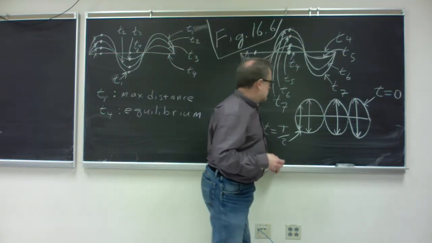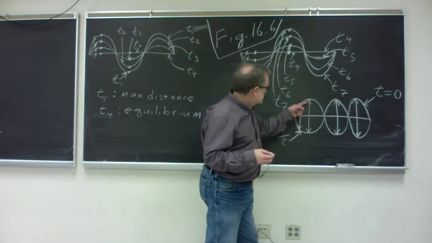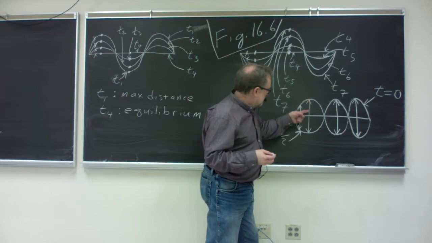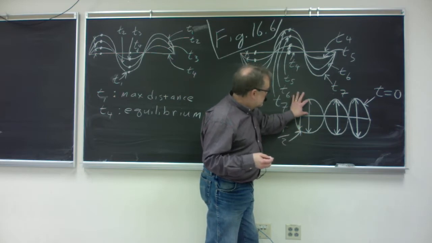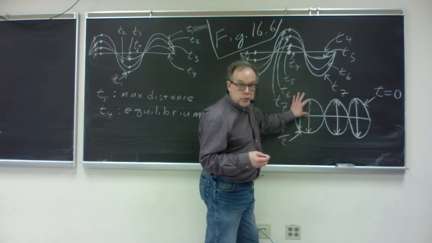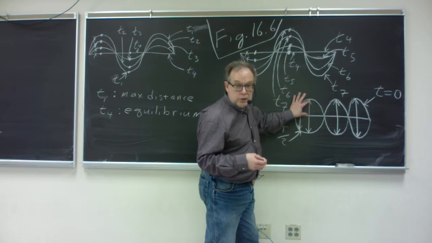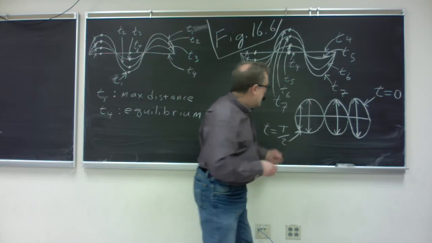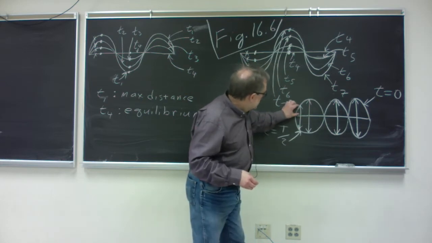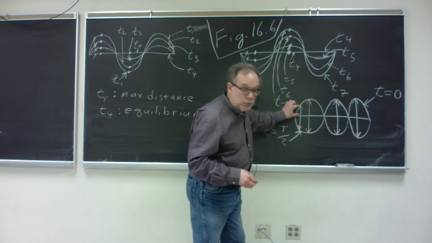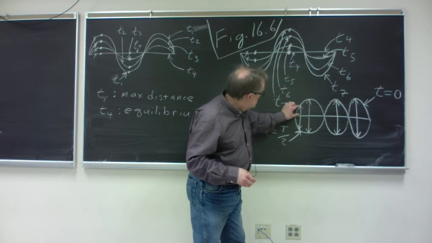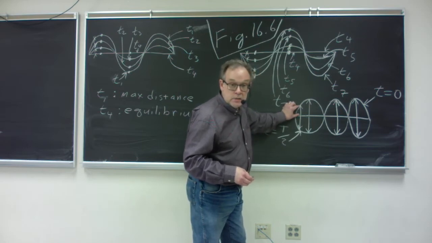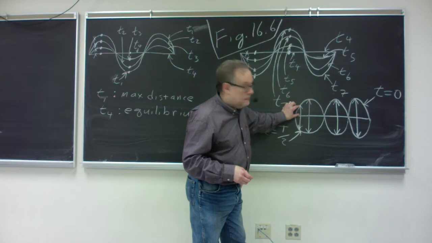Okay, so in other words, this bit of string oscillates from here to here. There's its maximum distance away from equilibrium. In other words, this is the amplitude of oscillation for this piece of string. And this is the maximum distance away from equilibrium for this piece of string. So this is the amplitude.